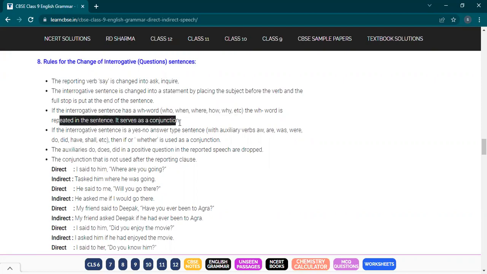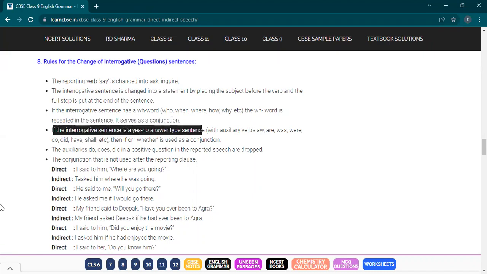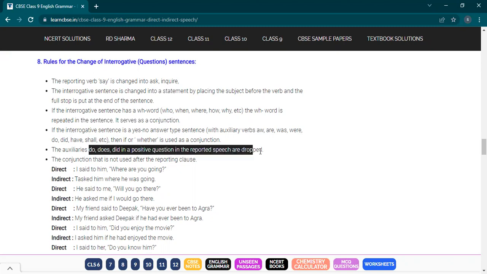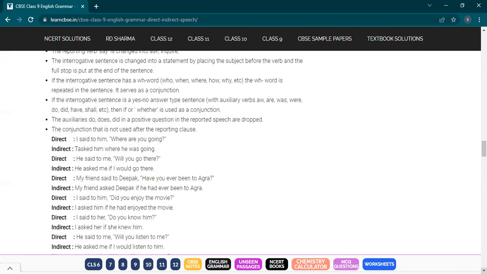It serves as a conjunction, and no other conjunction will be added. Clear? If, whether, that, etc. will not be used; this word is itself the conjunction. See, if the interrogative sentence is a yes-no answer type sentence, then the auxiliary verbs are dropped, and if or whether is used as the conjunction. Whenever a question starts with do, does, did in a positive question, in reported speech it is dropped and you write it as a statement only. Let's do the examples, then it will be more clear to you all.